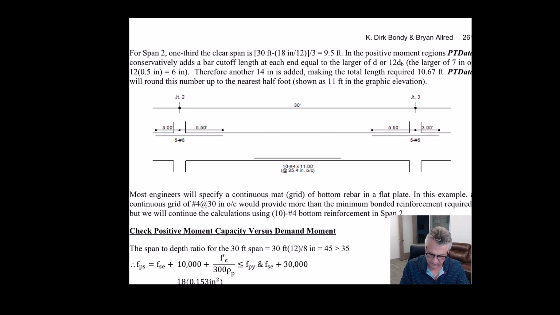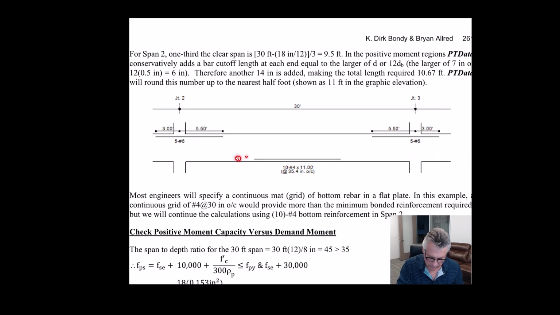We're going to add a, PT data is going to add a bar cutoff to each side and then round to, I think the closest 6 inches. So we end up with, it's telling you you need 10 number 4 bars by 11 feet. So we verified that 35.4 and that 10 number 4. So that's it. Now, like I said, this is what's required by code. What Seneca Structural Engineering is going to do is just provide 4s at 30 throughout the whole thing in both directions.